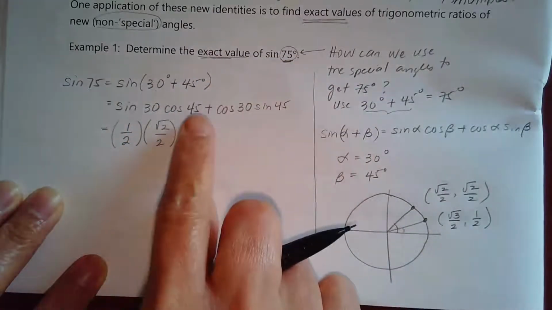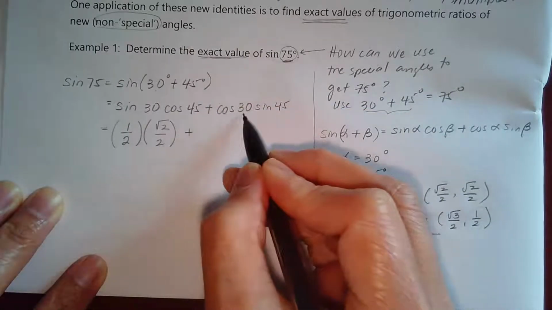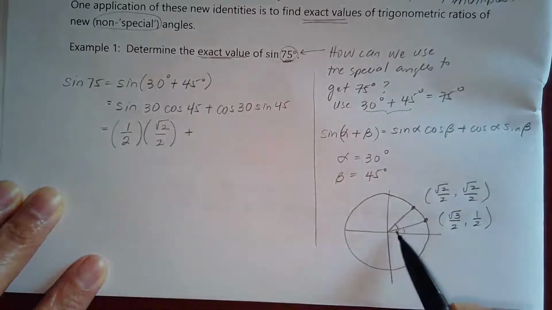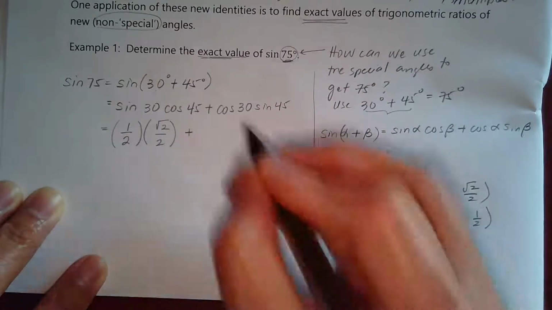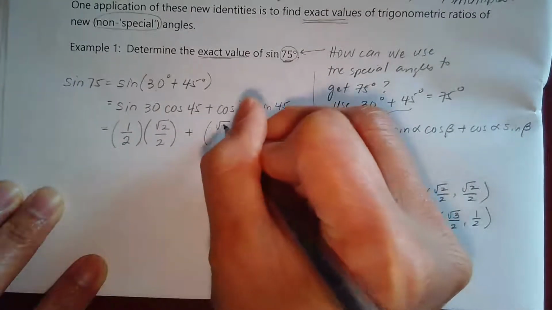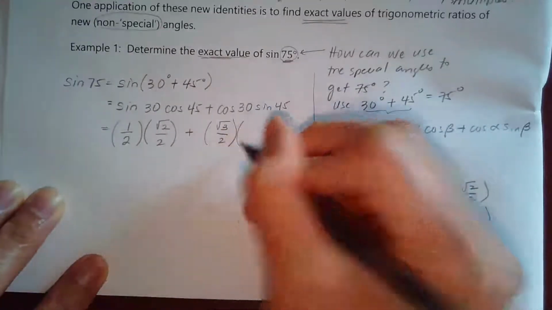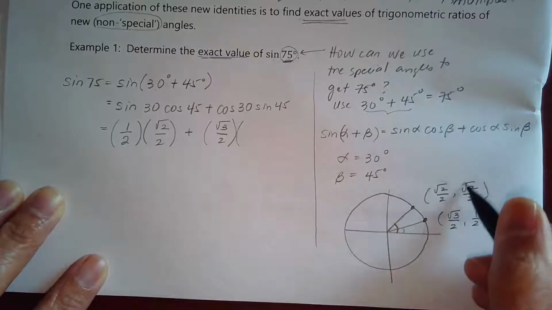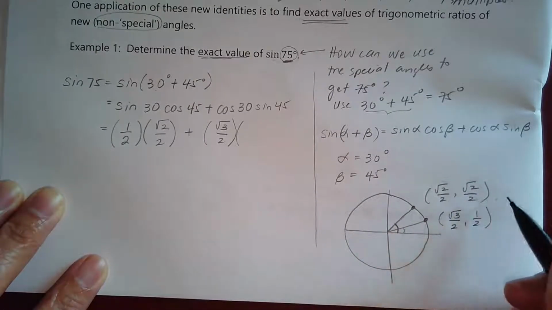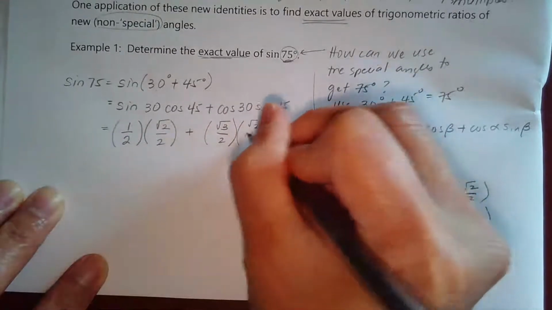I'm just following this part here, plus cos of 30. 30 degrees is here, and cos is root 3 over 2. And then finally, sine of 45. This is the 45 degree angle. Sine of 45 is the y coordinate of that point on a unit circle, so it's going to be root 2 over 2.